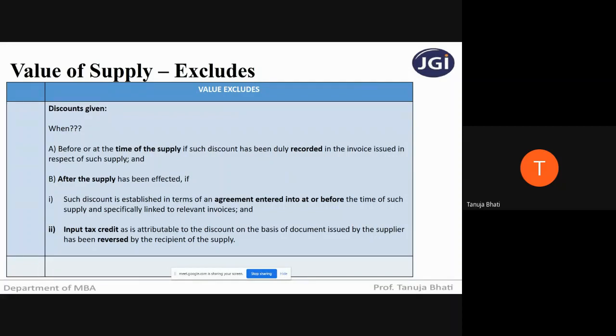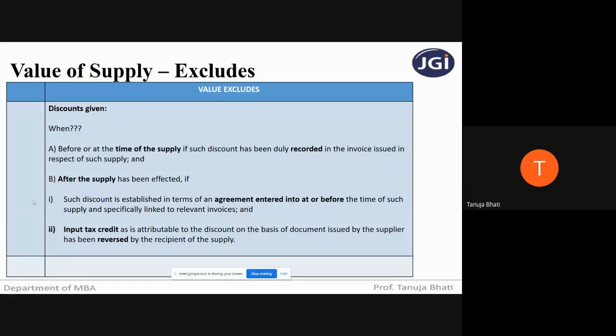So if these 3 conditions are happening, either he is giving discount before or maybe at the time when he is delivering the goods, and if such discount is mentioned in the invoice that he is issuing to the recipient, then yes, such discount should be deducted from the transaction value, should be minus from the transaction value, should be excluded from the transaction value.